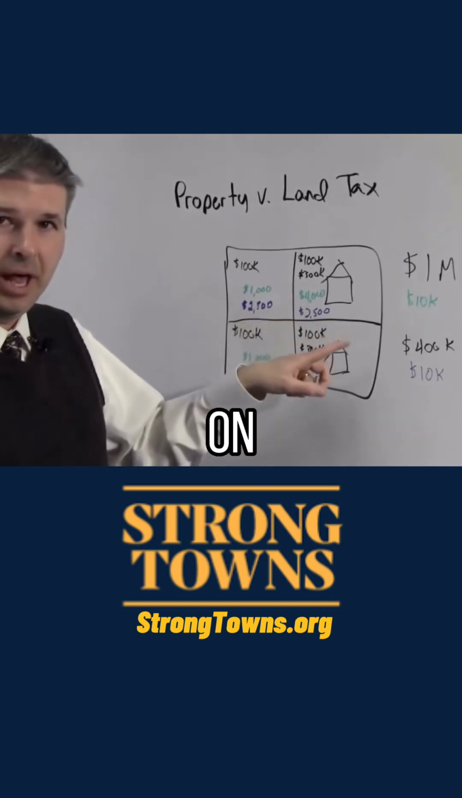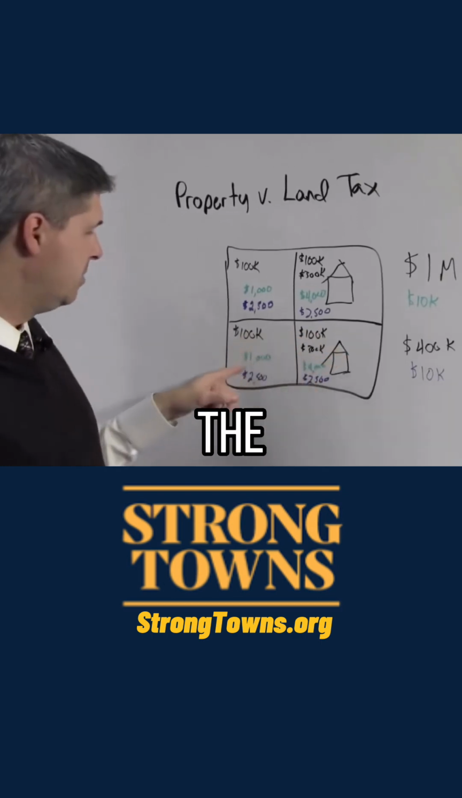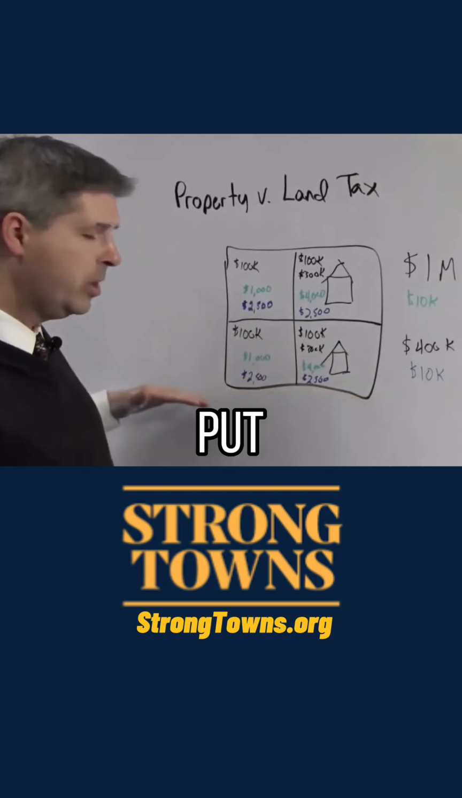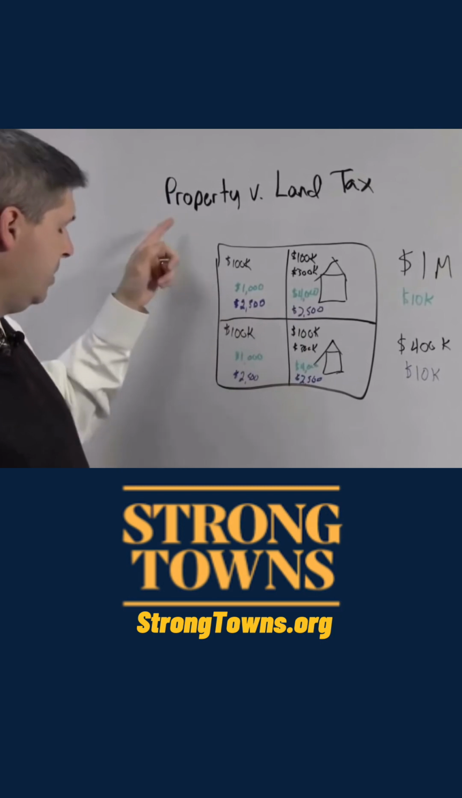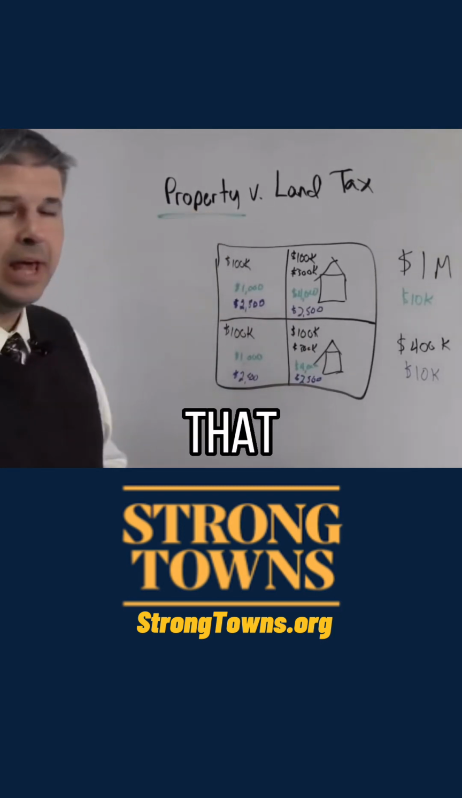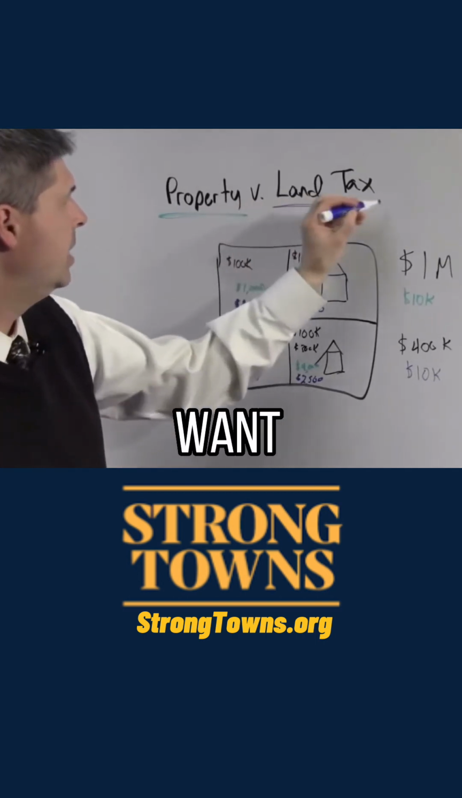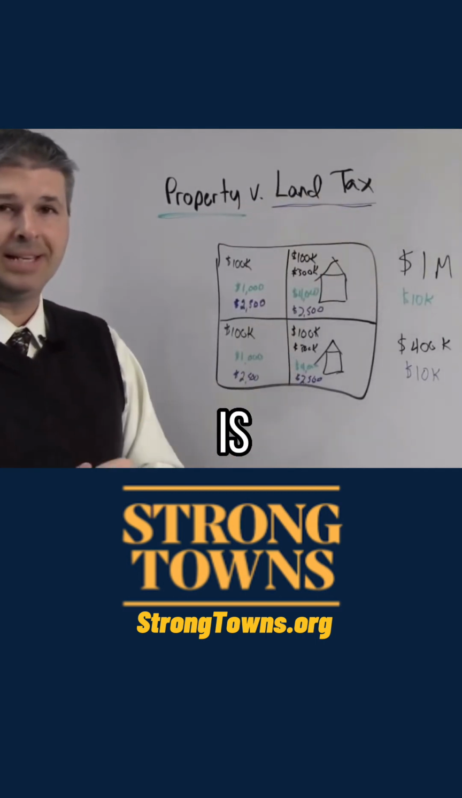This guy decides he's going to build on it and make something out of that investment. This person winds up paying far more taxes than the person that just lets their property sit, even though we put all this public investment in out here. The property tax system punishes investments that improve the value of property. The land tax system, if we want to talk about punishment, punishes property that is left idle.